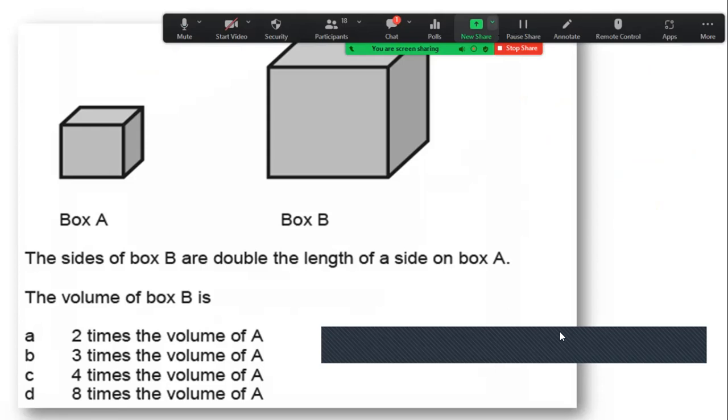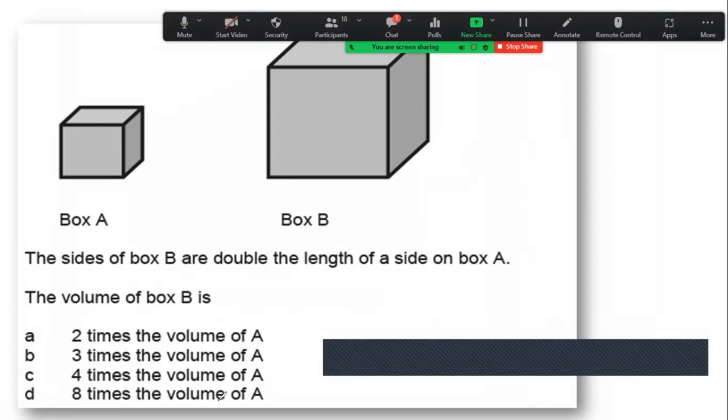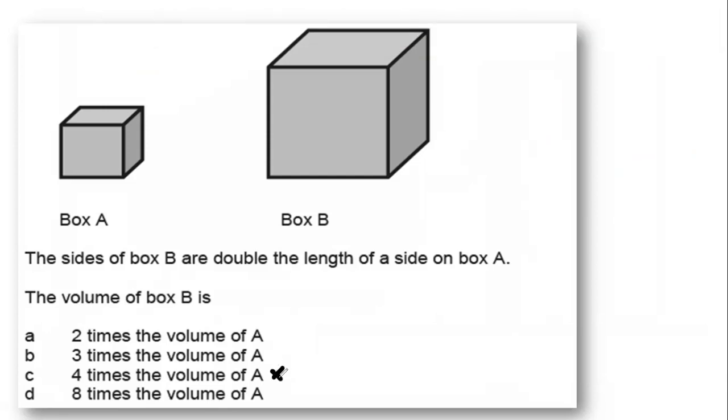I can tell you, people, it is not 4 here. So class, we are comparing boxes now, right? But what are we comparing? Are we comparing area or are we comparing volume? Volume. We're comparing volume. All right.